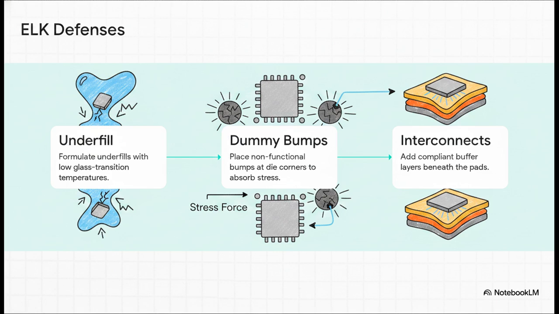But my absolute favorite solution here? The dummy bump layout. Engineers intentionally place non-electrical, non-functional dummy bumps at the extreme corners of the die. They act as these brilliant sacrificial shock absorbers, taking the brute force of the mechanical stress before it can ever reach the actual functional signal pads.